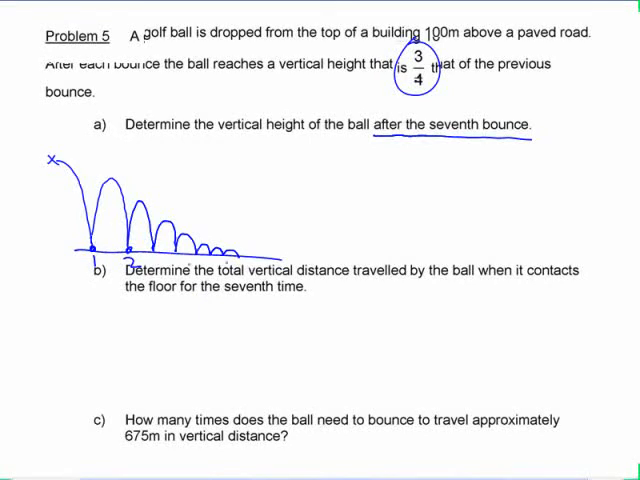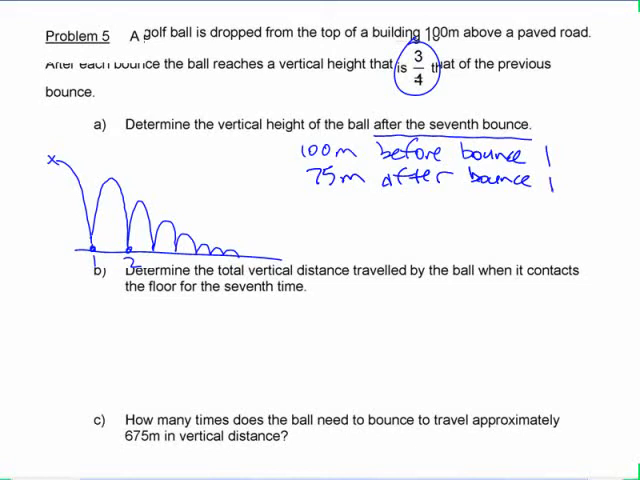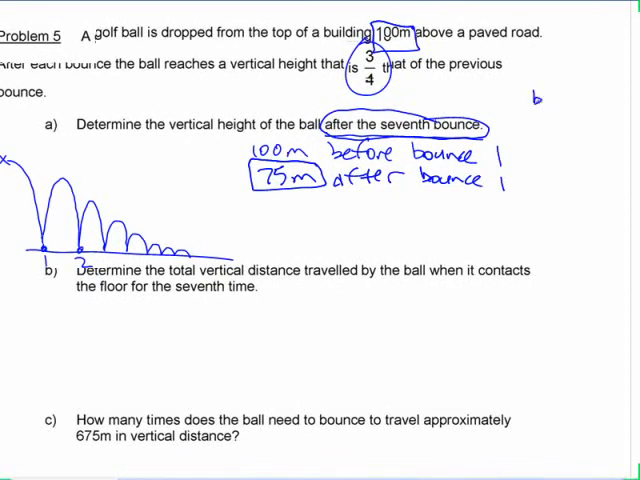Some people would calculate the height after the bounce. It's 100 meters before bounce number 1, right? So what's it going to be after bounce number 1? 75. There's nothing that says that you must make the number in the question the first term, right? If it says after the 7th bounce, the thing that might make the most sense is to make the first term the height after the first bounce. Does that make sense? So I would be saying, here's the bounce, and here's the height.